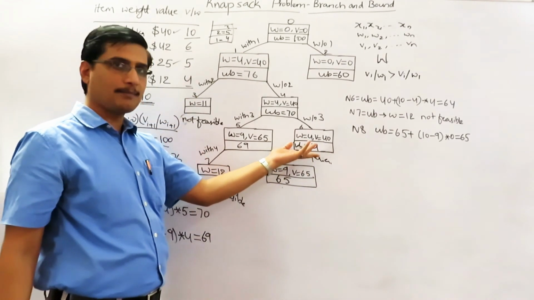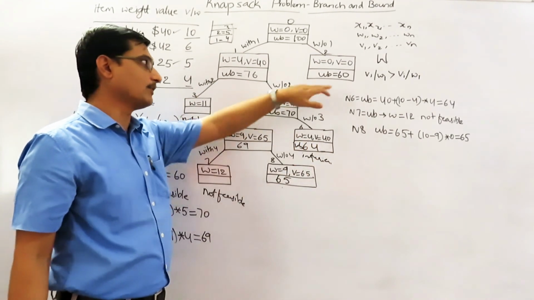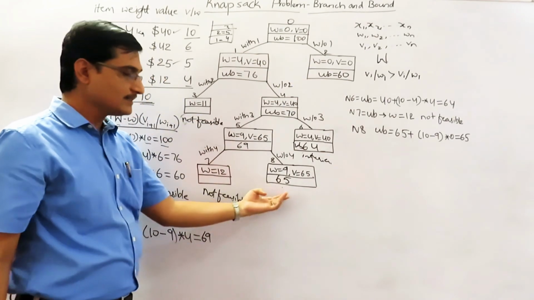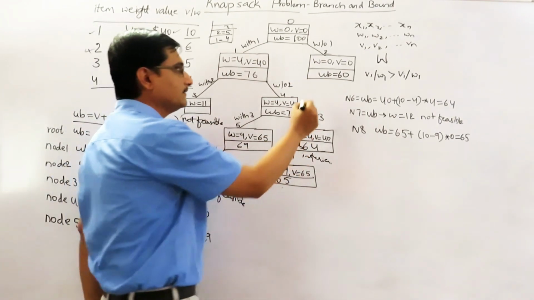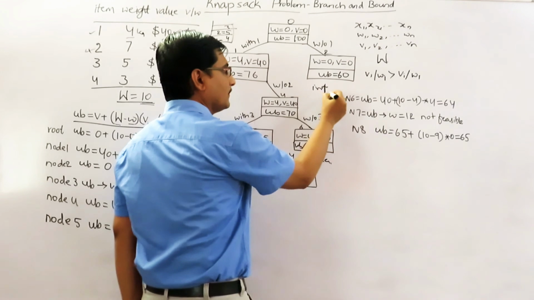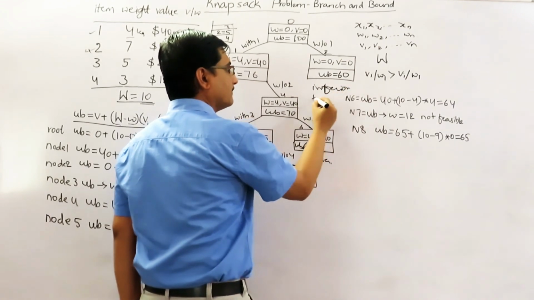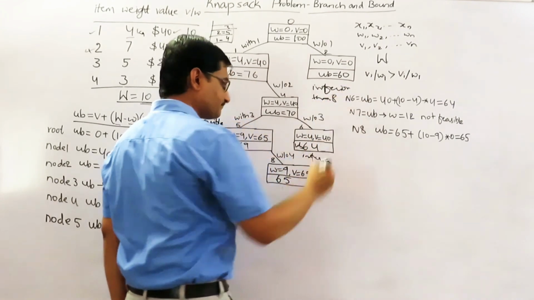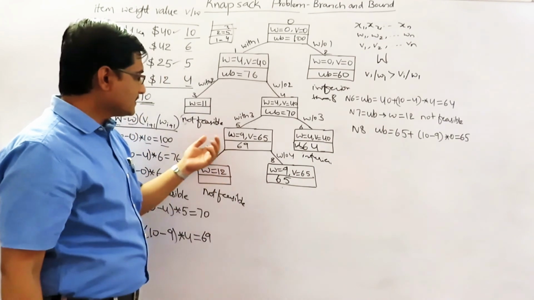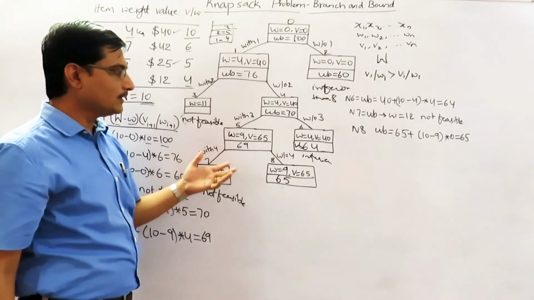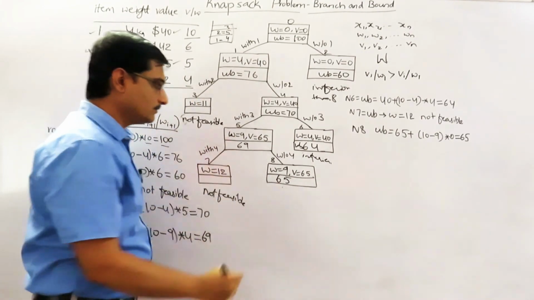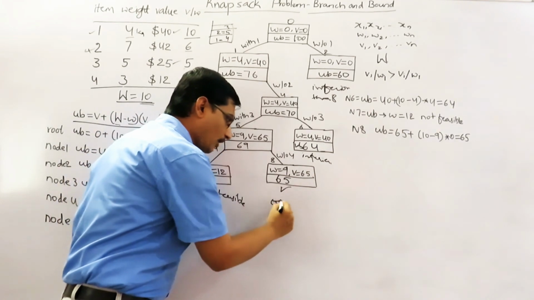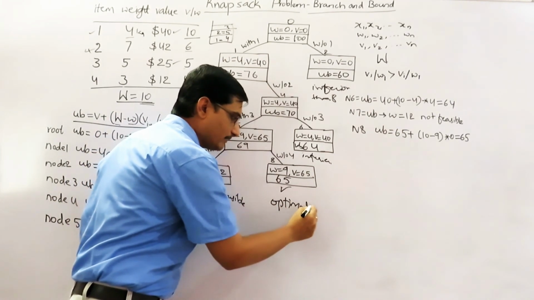Because the upper bound itself here is 64, and here it is 60, which is less than this one, so this is also inferior to node A. And there are no other live nodes available now. So this is the solution. This is the optimal solution that we are expecting.